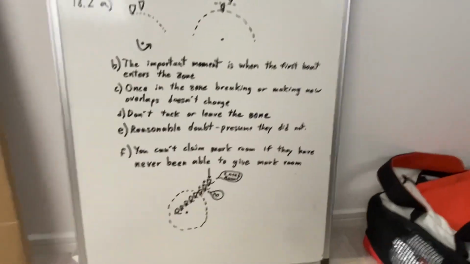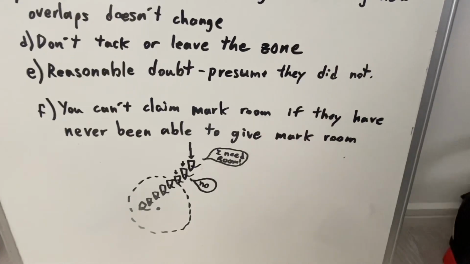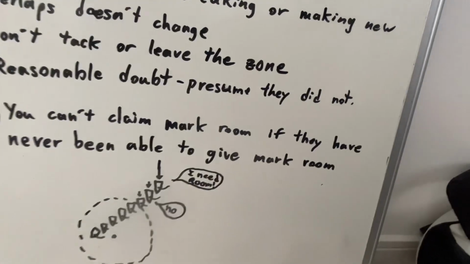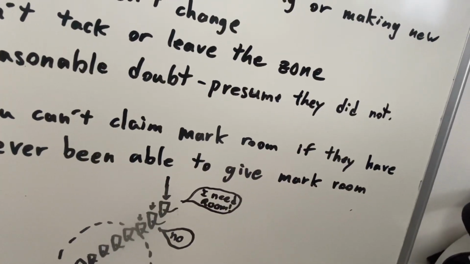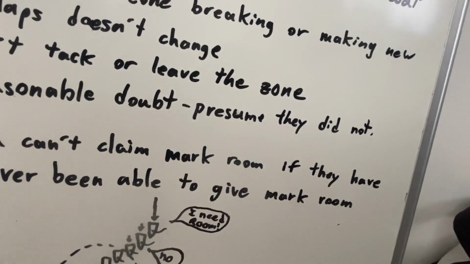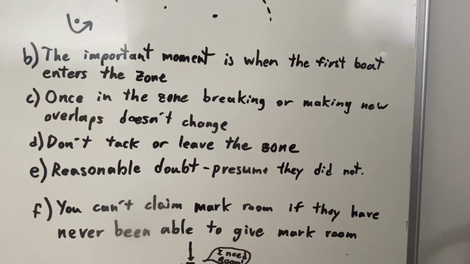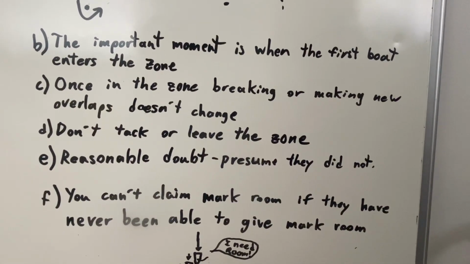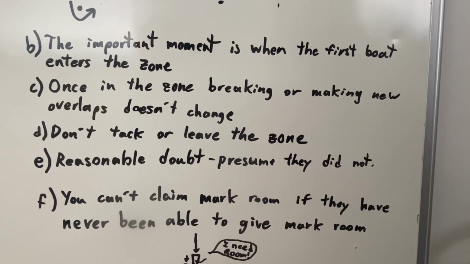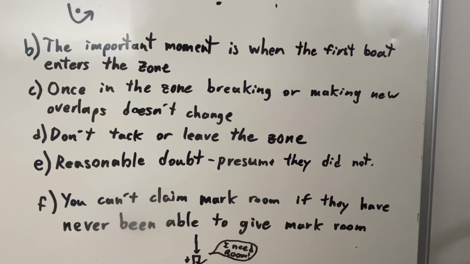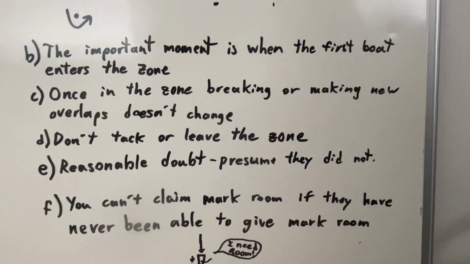Now, F is the one that we were talking about, and I usually draw this sort of comical theoretical situation. First, I'll just read the whole rule. If a boat obtained an inside overlap from clear astern or from tacking to windward of another boat, and from the time the overlap began, the outside boat has been unable to give mark room, she is not required to give it.